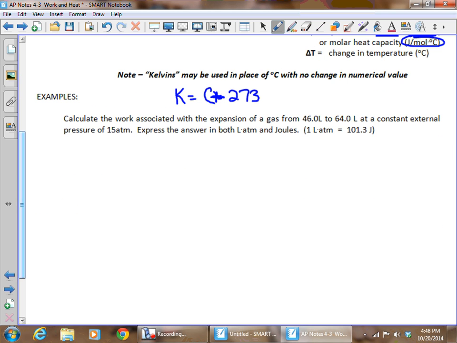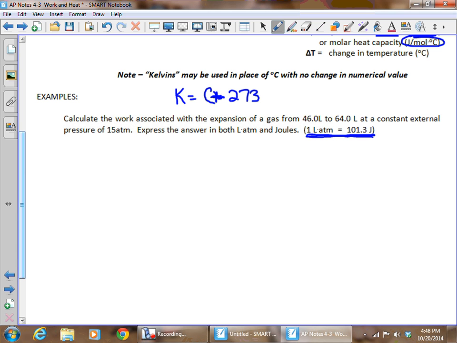So our next problem asks us to calculate the work associated with the expansion of a gas from 46 to 64 liters at a constant pressure of 15 atmospheres. And they want the answer in both liter atmospheres and joules. Fortunately, they give us a conversion for going from liter atmospheres to joules.